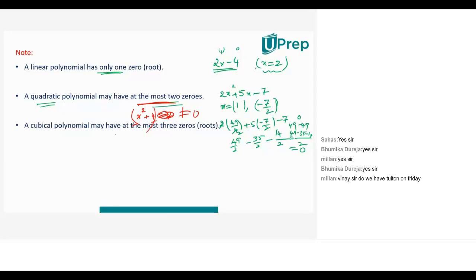A cubic polynomial may have at most 3 zeros. Second degree polynomial, 2 roots. Third degree polynomial, at most 3 roots. So what happens if I generalize this statement? In general, a polynomial of degree n will have at most n zeros.